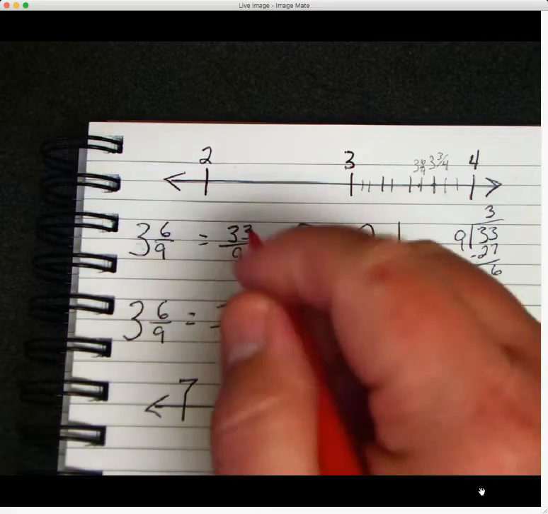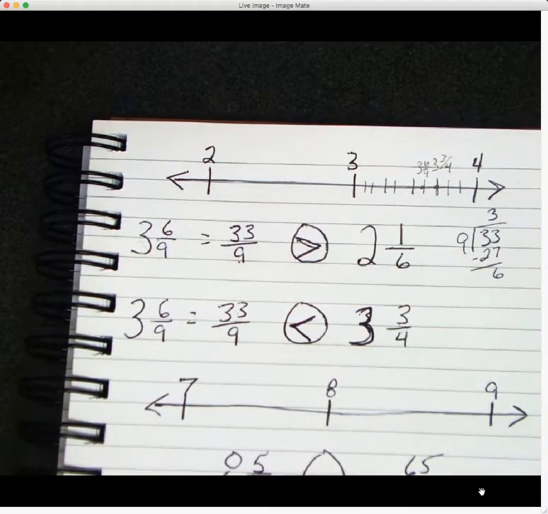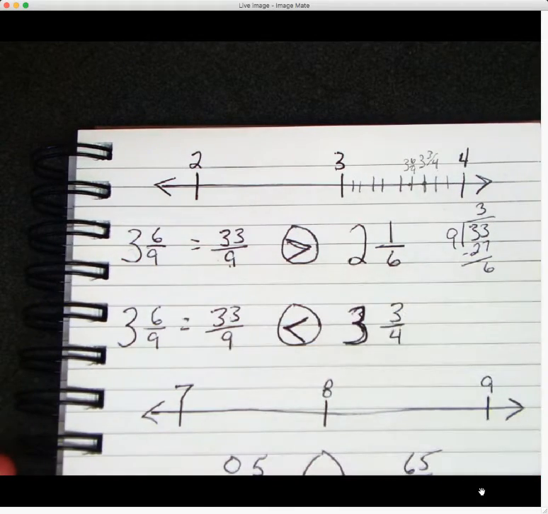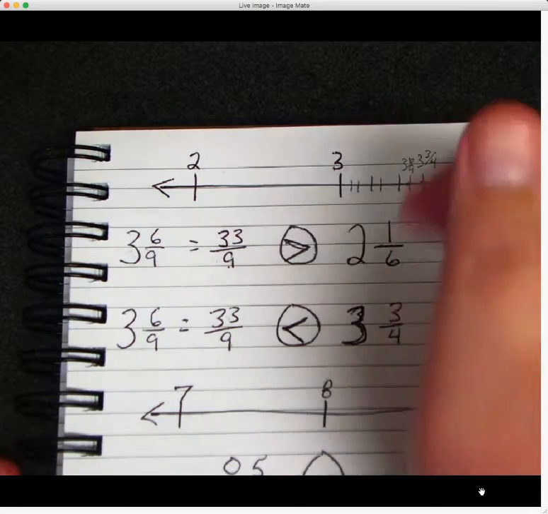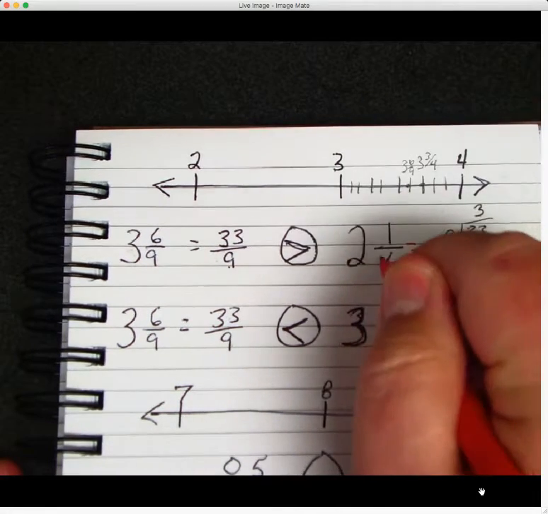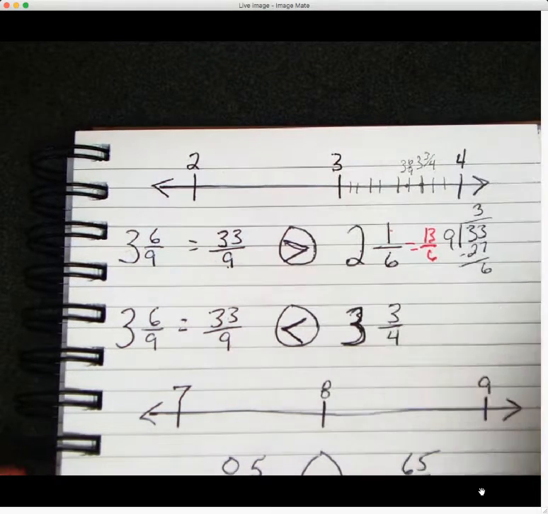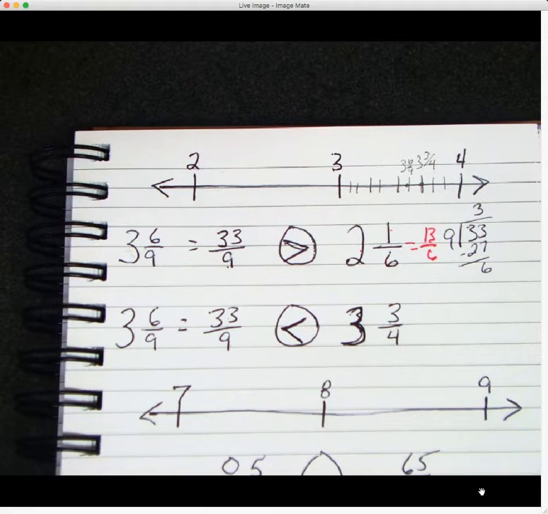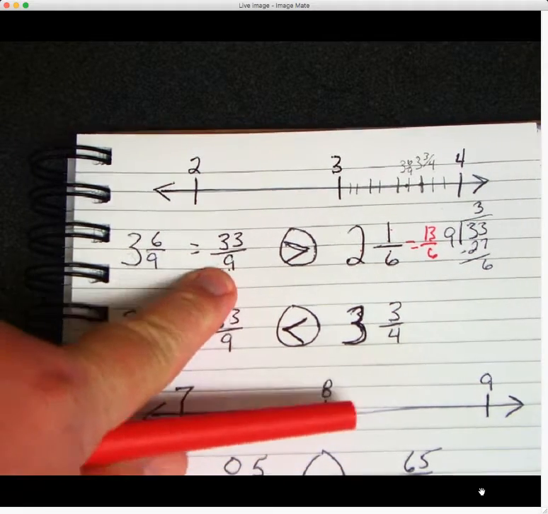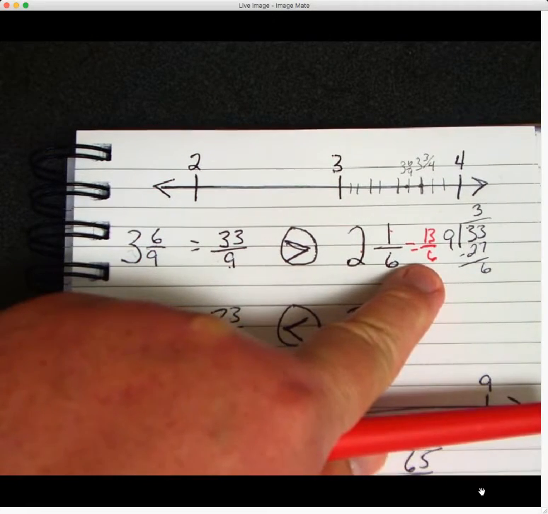So let's leave this 33/9. Let's turn this 2 and 1/6 into an improper fraction. So we do 6 times 2 is 12, plus 1 is 13/6. Okay. So just use your imagination with me for a minute. All right, so I'm going to go to a different sheet of paper. So we have 33/9 and 13/6.